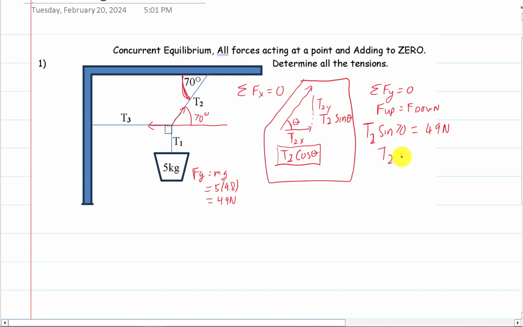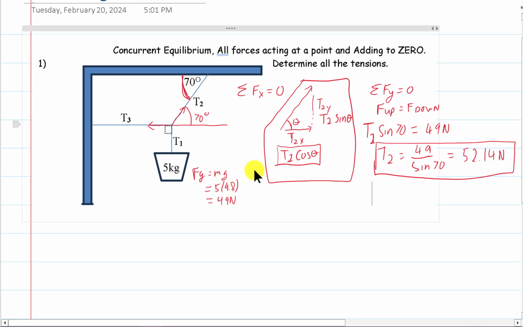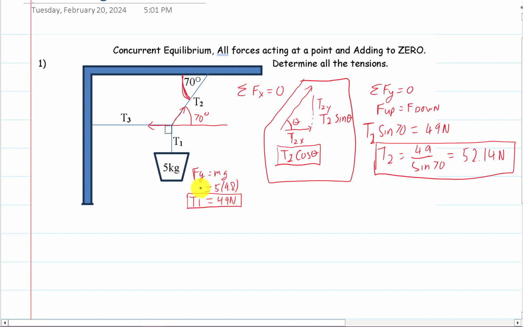So T2 is going to equal 49 divided by the sine of 70 degrees, and that is going to equal 52.14 newtons. So we found T2, and we found T1, because that tension is going to be supported by that rope. Now all we need to do is find out what T3 is.